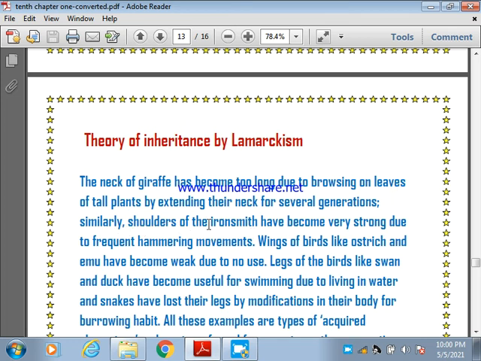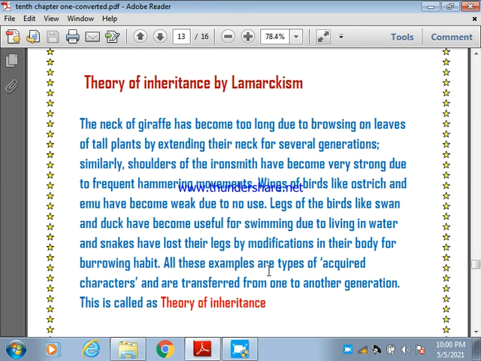Similarly, the shoulders of an ironsmith have become very strong due to frequent hammering movements. Wings of birds like ostrich and emu have become weak due to disuse. Legs of birds like swans and ducks have become useful for swimming due to living in water, and snakes have lost their legs by modification of the body for burrowing habits. All these examples are acquired characters that are transferred from one generation to another. This is called the theory of inheritance.